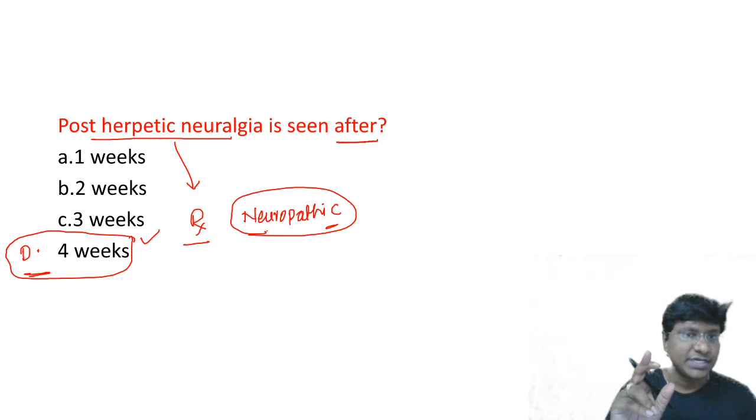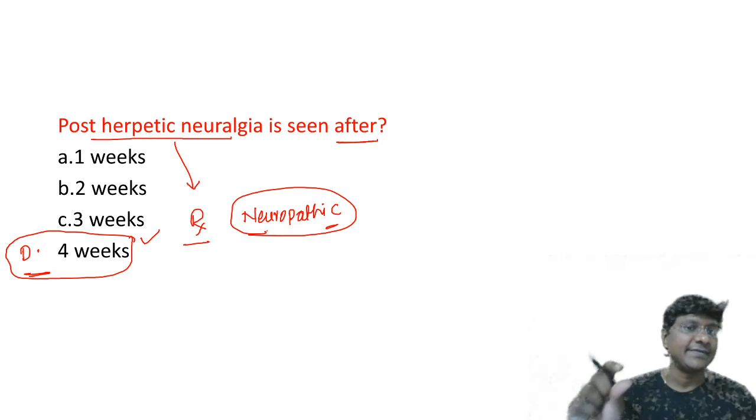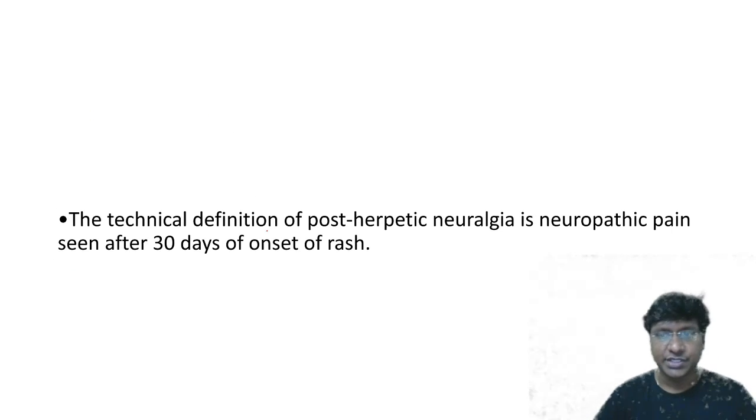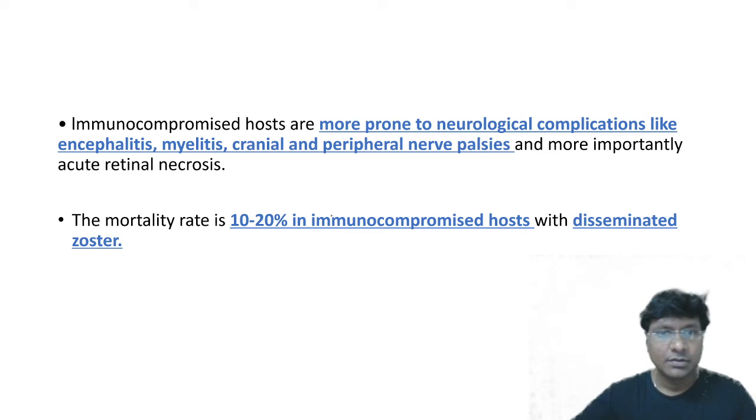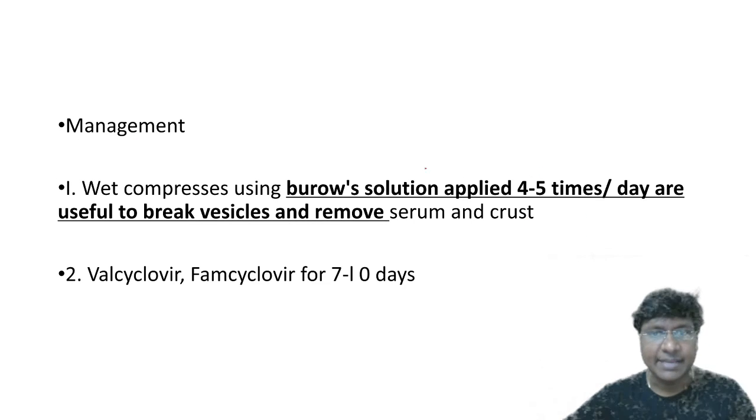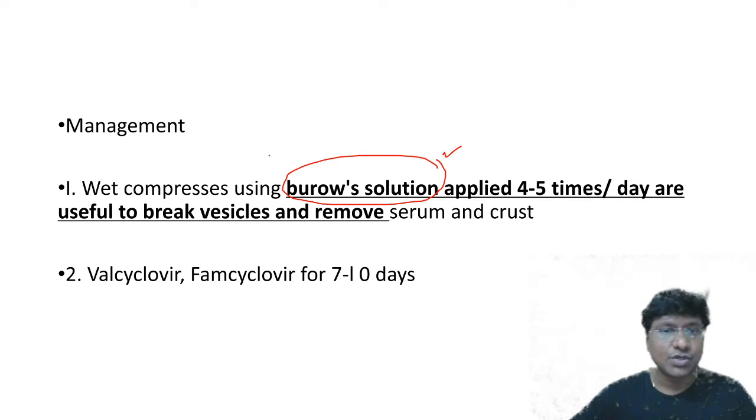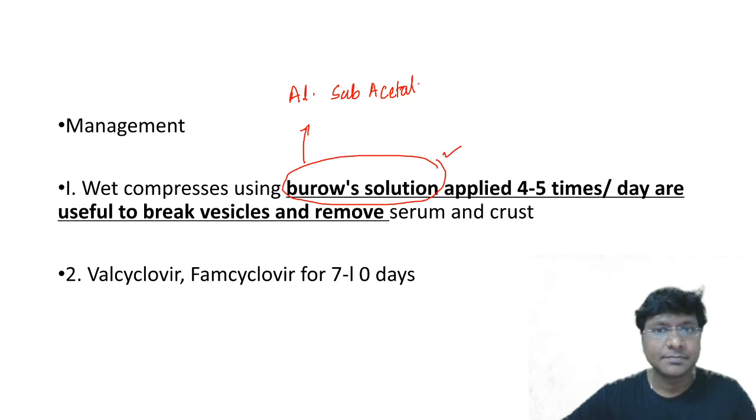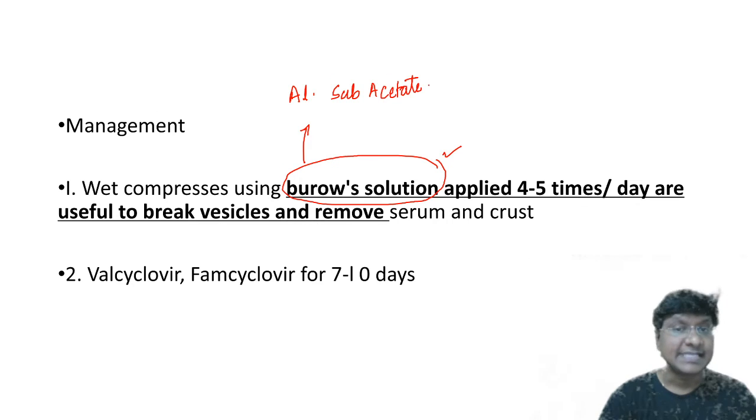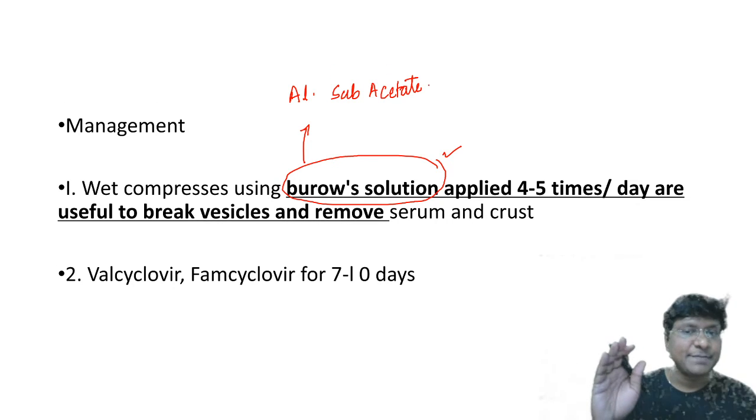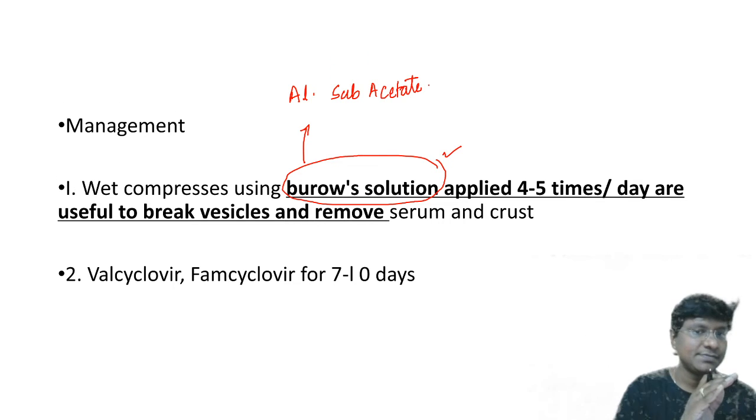But apart from these drugs, there is also a solution which is available, and the name of that particular solution is Burroughs solution. Now what does this Burroughs solution contain? It is aluminium subacetate. You have to apply this Burroughs solution 4 to 5 times per day over the broken vesicles, and then you need to remove the serum and the crust.